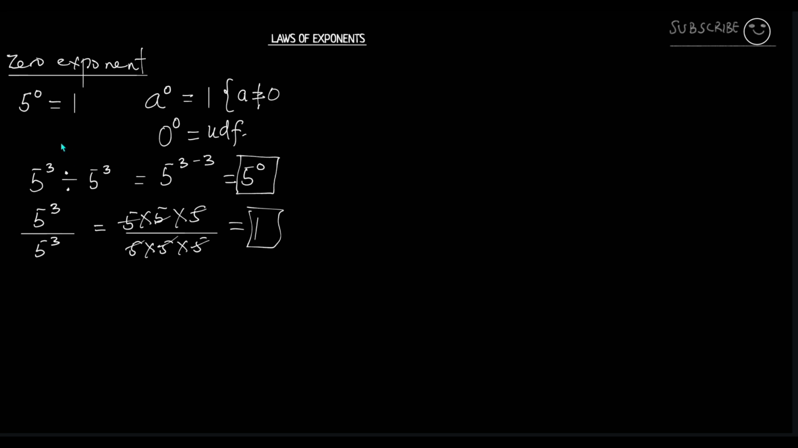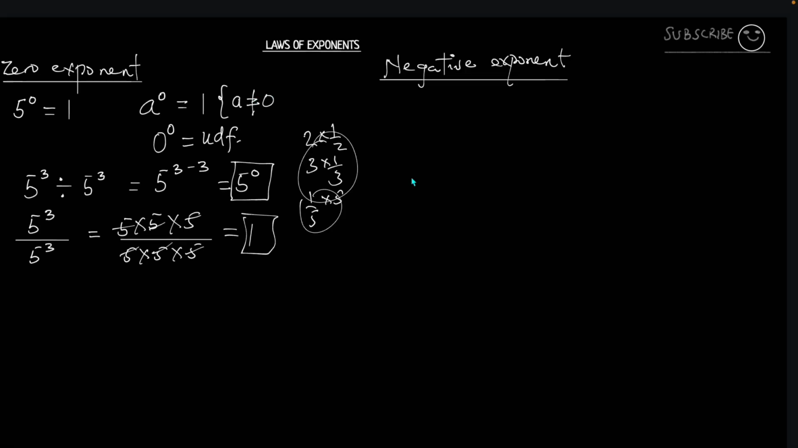And this is applicable to all the cases where you're taking a variable and raising it to the power of 0. Don't forget that there is an exception to this rule, and the exception is a must not be equal to 0. Let's talk about negative exponent.